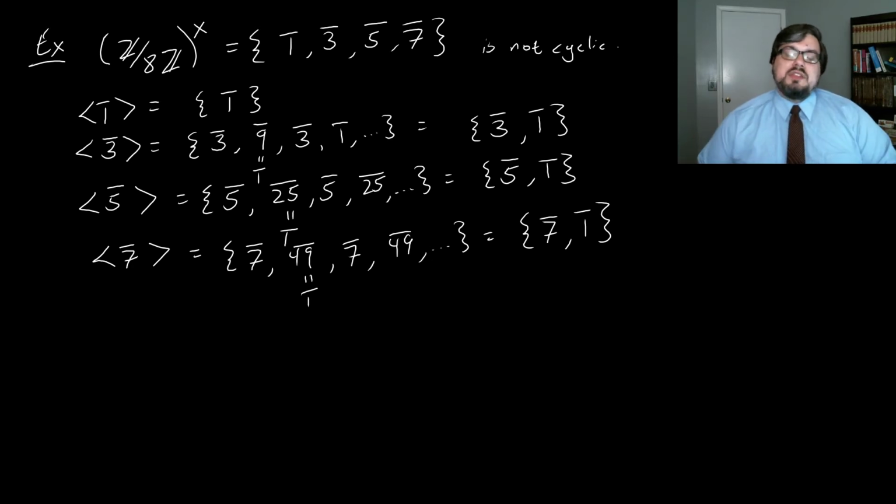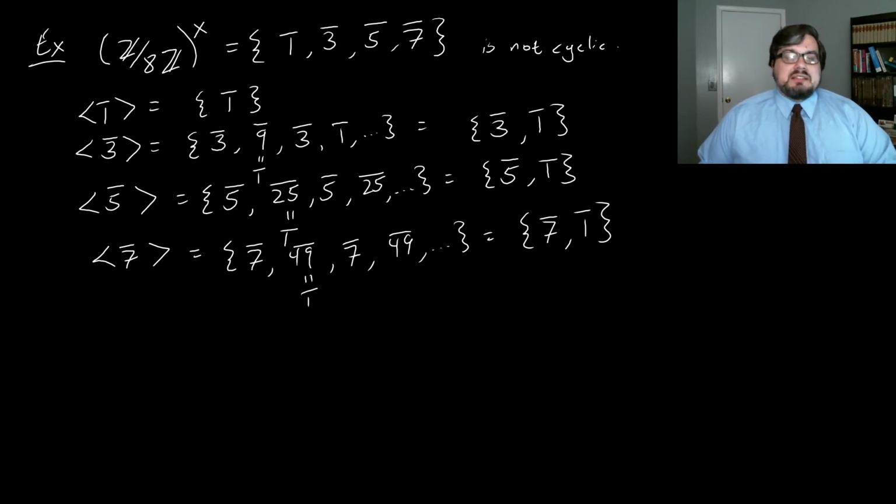And so we see that no matter which element of the group we start with, if we construct the cyclic subgroup generated by that element, we don't get the whole group. And so since there is no element which generates the whole group as a cyclic subgroup, this group is not cyclic.